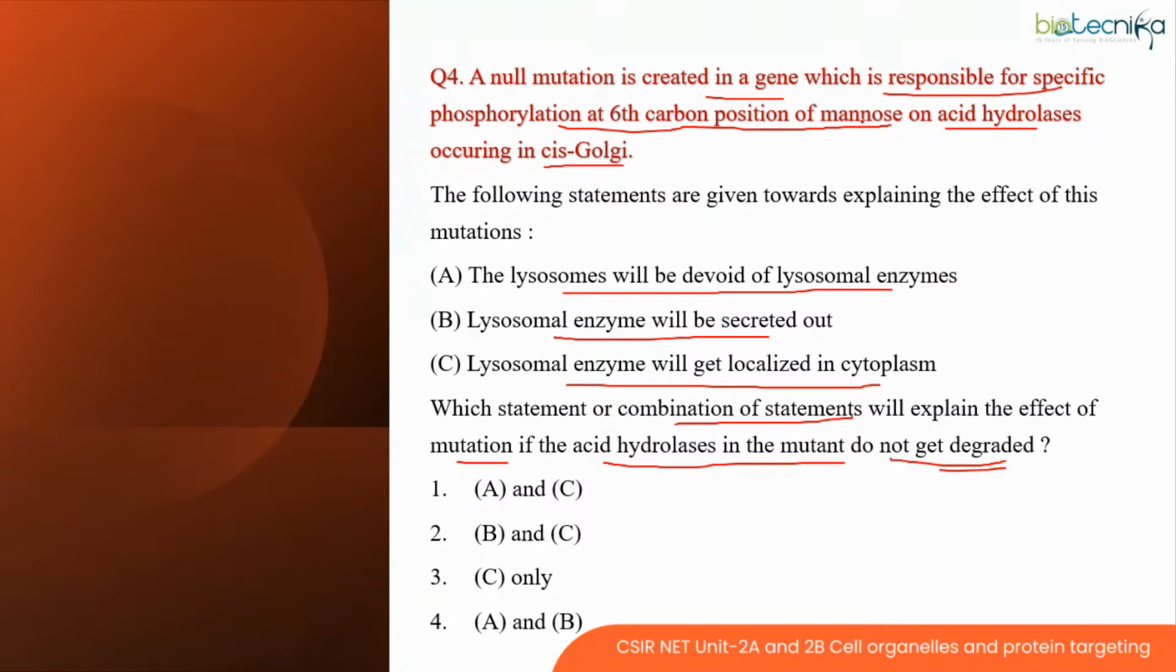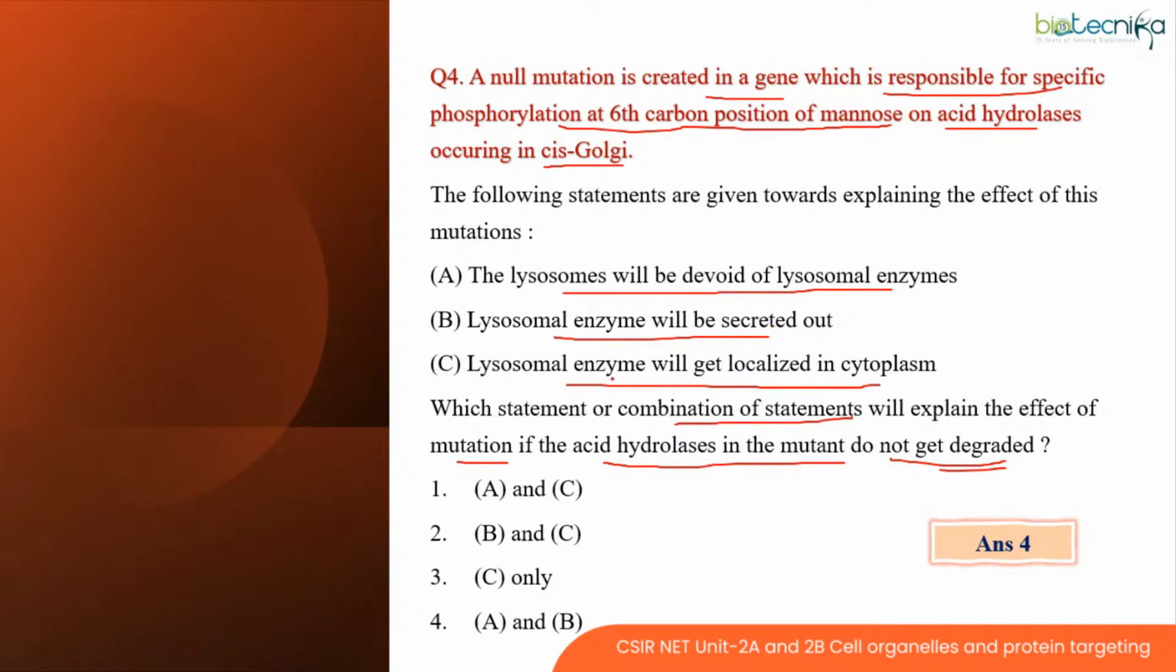Absolutely correct, Vrinda. So now connect it over here. Connect your answer to this question. What should be the answer here? They are asking about the effect of the mutation. What will be the consequence of this null mutation? So the correct answer over here is A and B. The lysosomes will be devoid of lysosomal enzymes, and lysosomal enzymes will be secreted out.